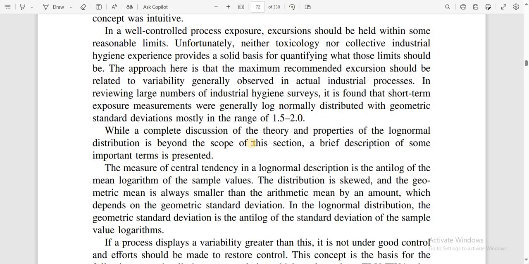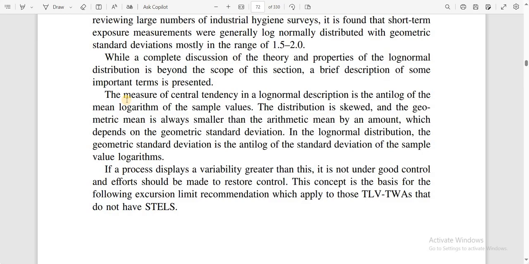While a complete discussion of the theory and properties of the log-normal distribution is beyond the scope of this section, a brief description of some important terms is presented. The measure of central tendency in a log-normal distribution is the antilog of the mean logarithm of the sample values. The distribution is skewed, and the geometric mean is always smaller than the arithmetic mean by an amount which depends on the geometric standard deviation.